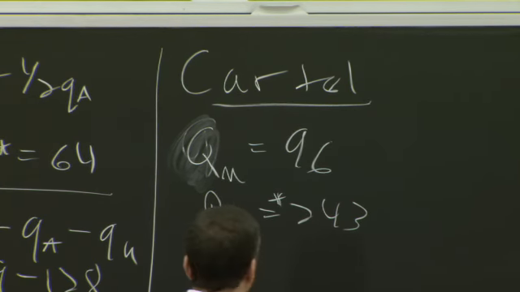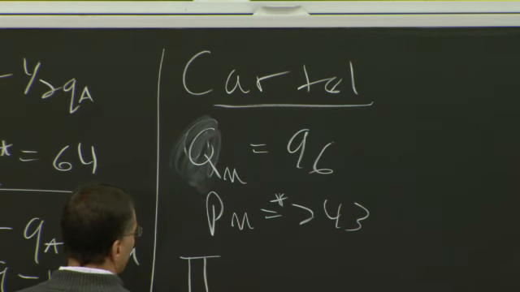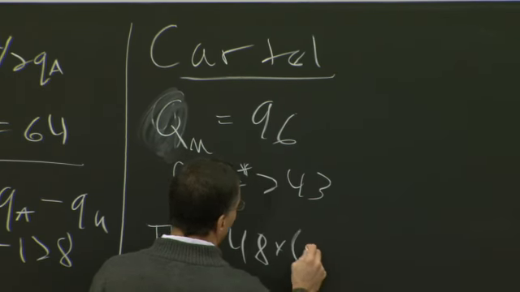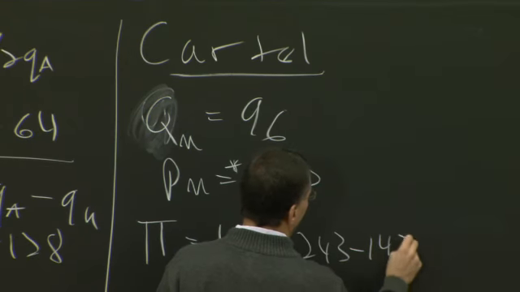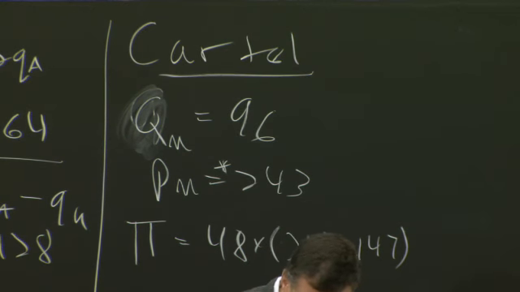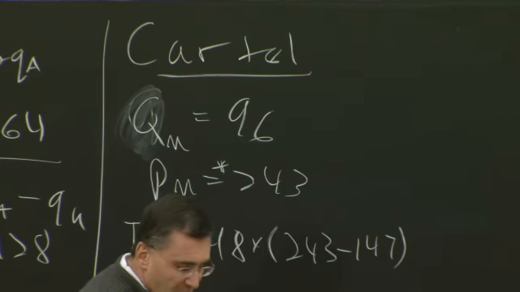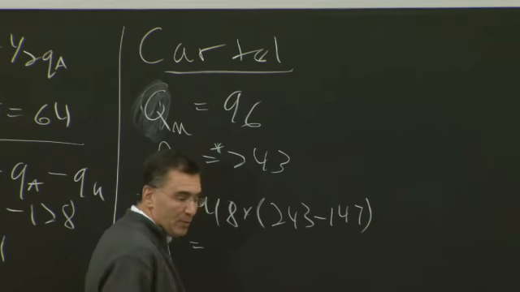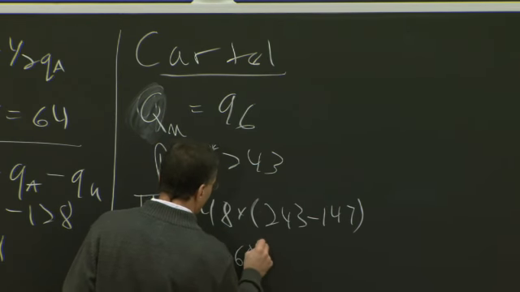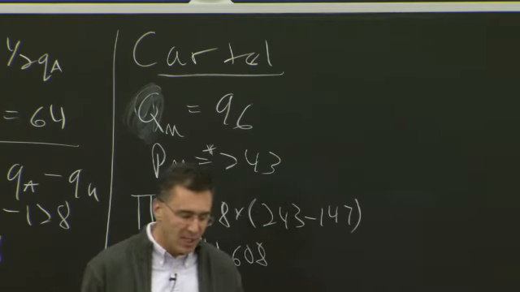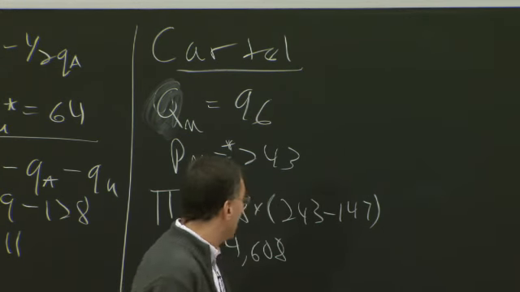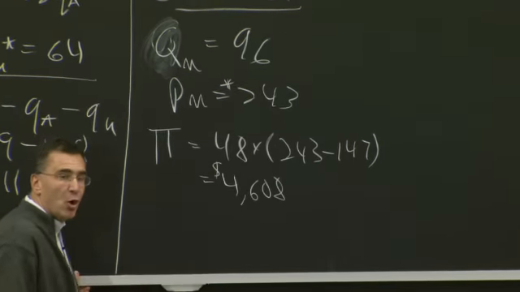Well, what would happen? The profits to each firm would be their 48 flights times the price they'd get minus the marginal cost. Remember, marginal cost is average cost here. That would mean per firm, the profits would be $4,608. So each firm would make $4,608 in profits. Actually, that's $4 million. This is in thousands, right? So $4,608,000.